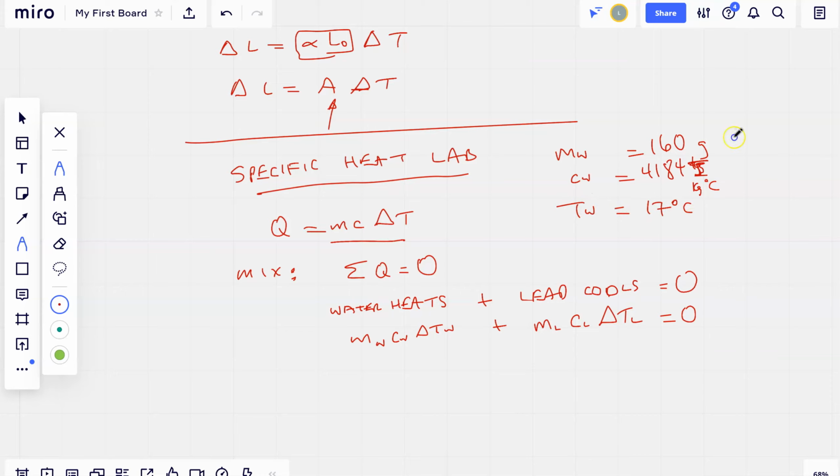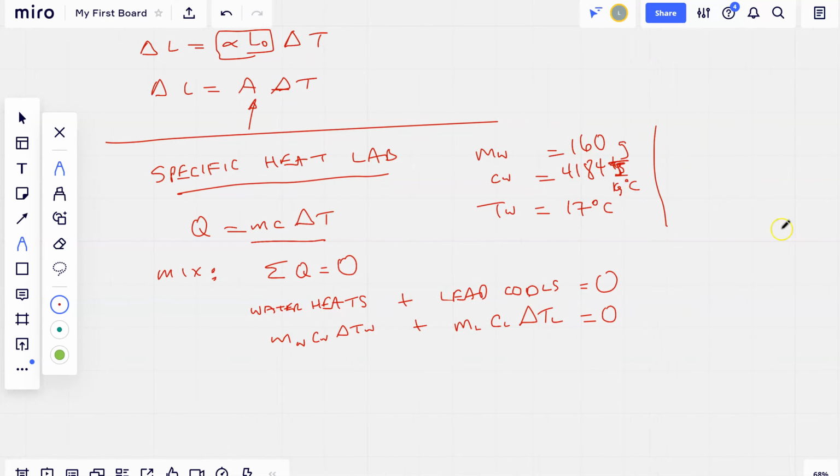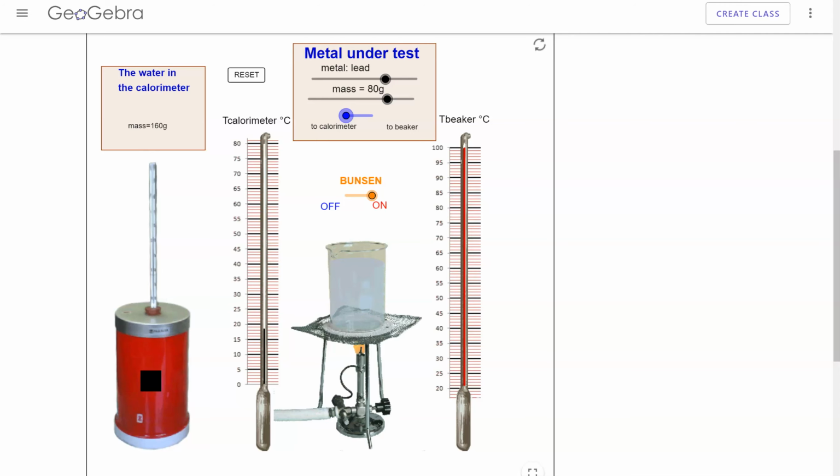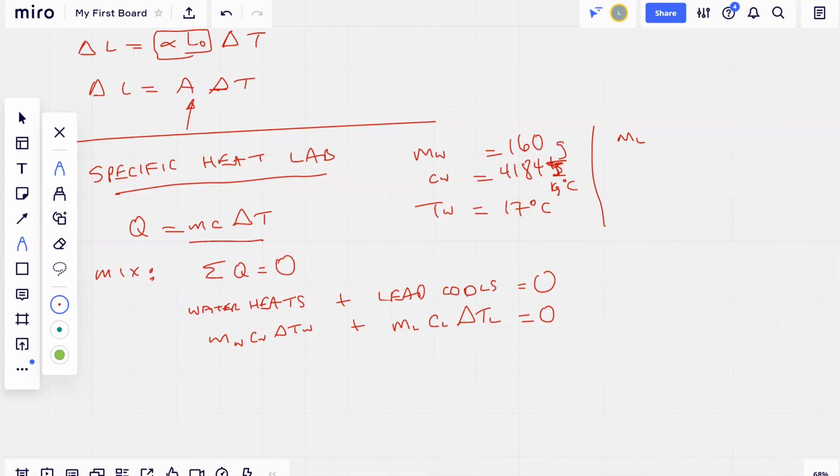All right. I also got to have the numbers on the lead. So the mass of the lead was, what do we have? 80 grams. We took it up to 100 degrees. And we'd like to know what that thermal constant is, what that specific heat is. Mass of the lead, 80 grams. Heat capacity of the lead, don't know. That's what we're looking for. And the temperature was 100 degrees before we put it in.